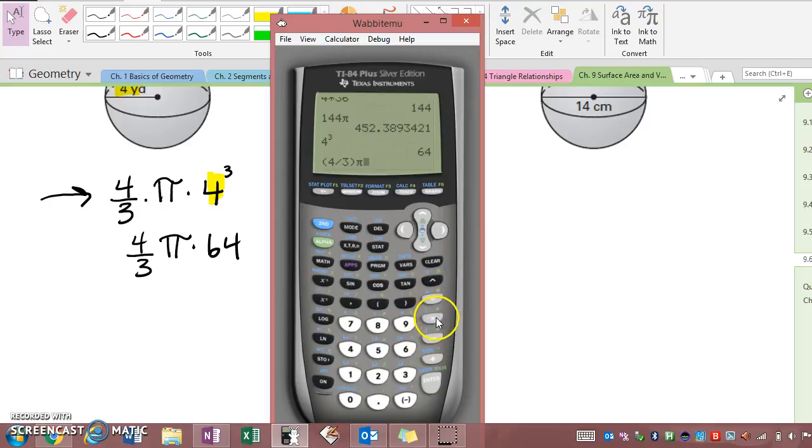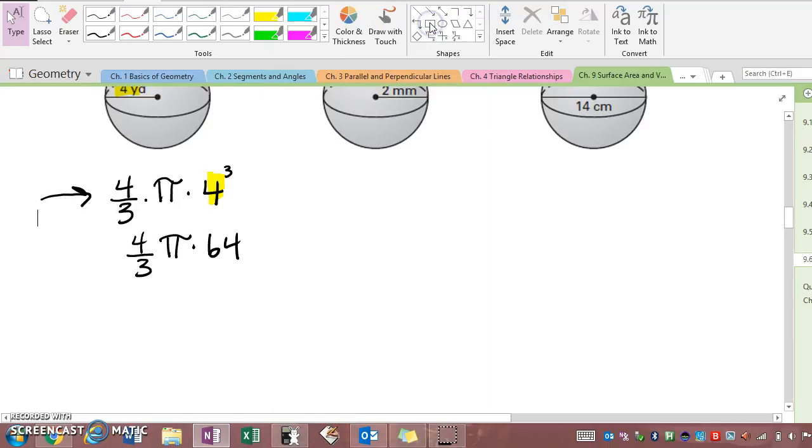Okay, and then times. And here you could have put 4 cubed in. You didn't really have to figure out what 4 cubed is, but we did. And then enter. So we have 268.08. So rounded to the nearest whole number, that would be 268. And remember, when we're finding volume, the unit of measure is always cubed. That's for volume.